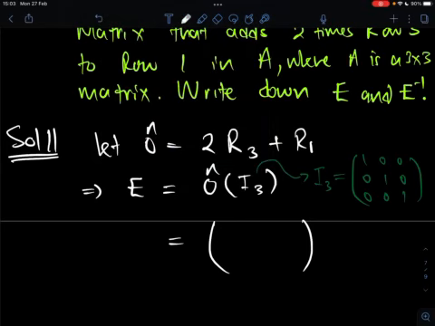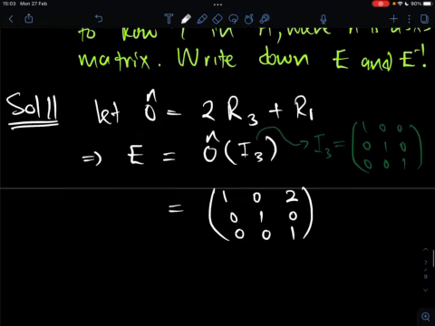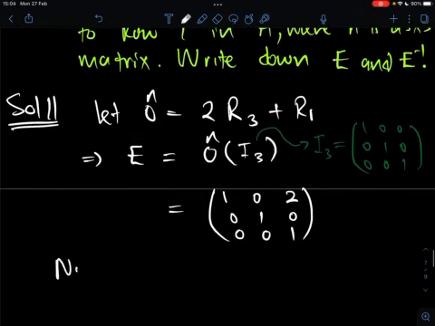So what happens now? We see that I have to take 2 times row 3 and then add that to row 1. If I do that, I'll get 1 0 2 like this, and the other things will remain the same: 0 1 0, 0 0 1. So this is the elementary matrix that represents that operation. Now, how can we obtain the inverse? How do you find the inverse operation?